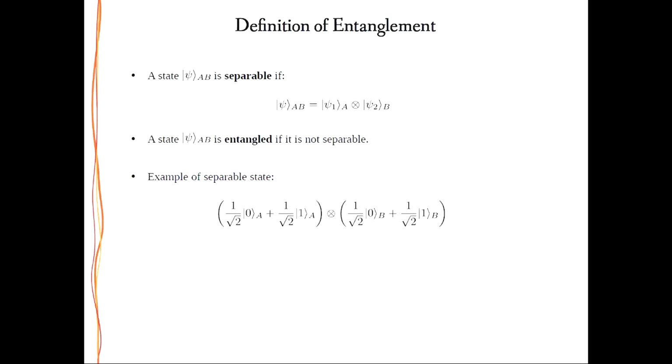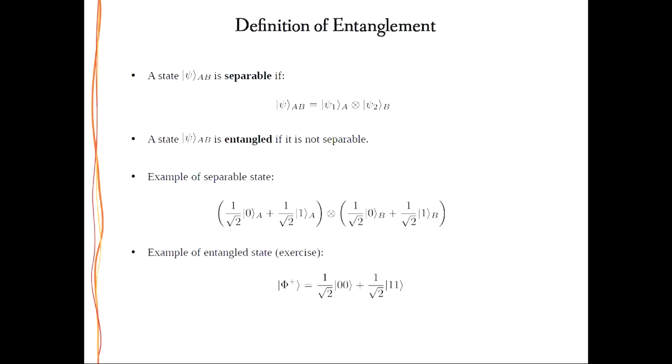We have qubit A in a superposition of 0 and 1, and qubit B in a superposition of 0 and 1. Now, if you were to measure qubit A, you would get 0 or 1 with a 50% chance, but then you don't know what qubit B will be. So you see here that there is not really a connection between A and B. That's why we would call this state not entangled, or separable.